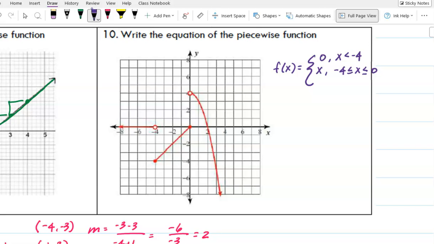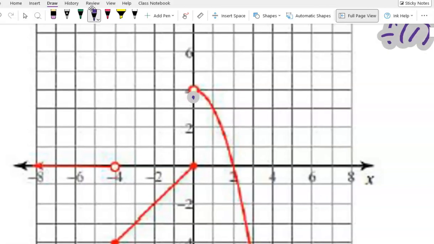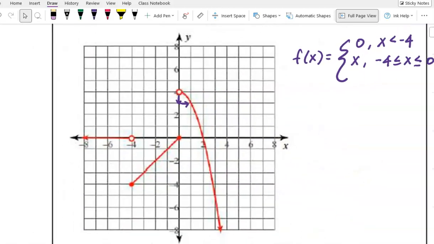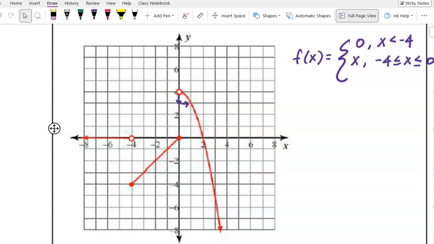And then the quadratic, down 1 and to the left 1. So it's going to have a negative 1 a value. So negative x squared, and then it moved up 4. Moved up 4. Okay. And then you know that it's going to be where x is greater than 0. I think that's it. Okay.